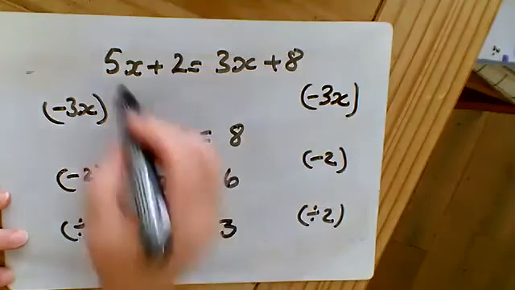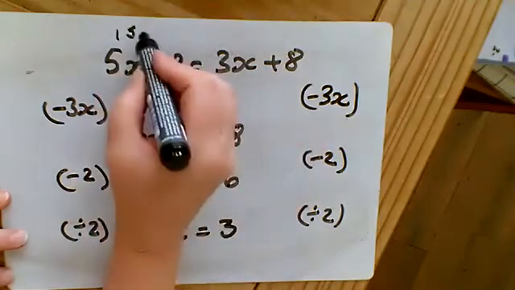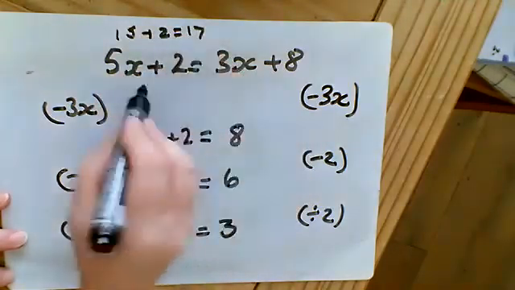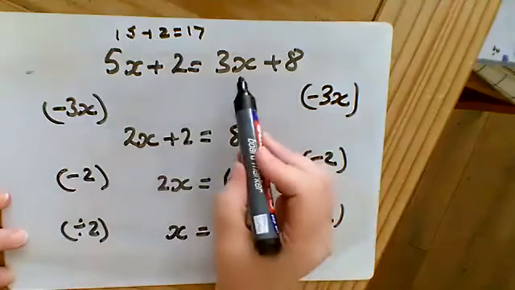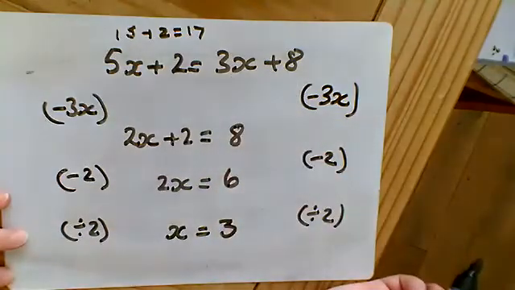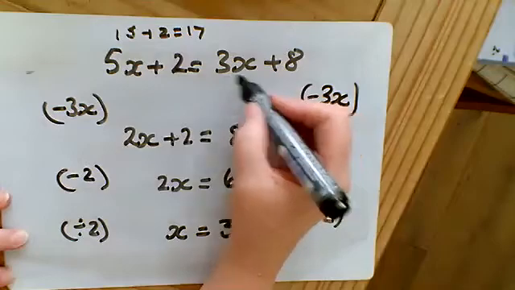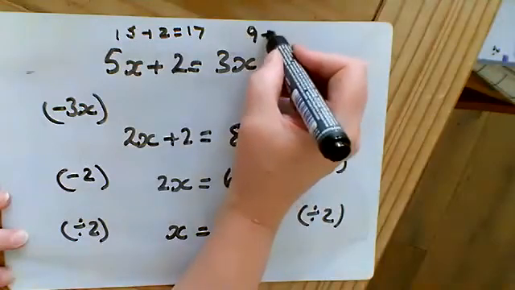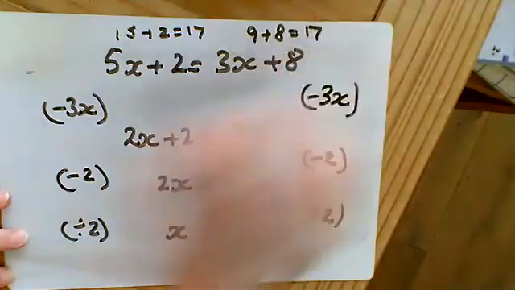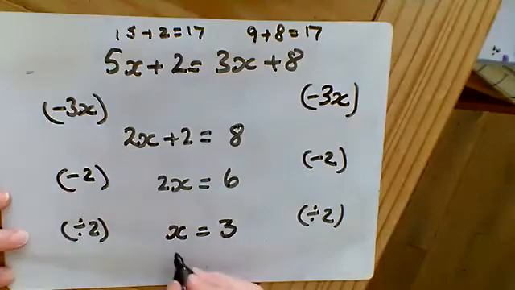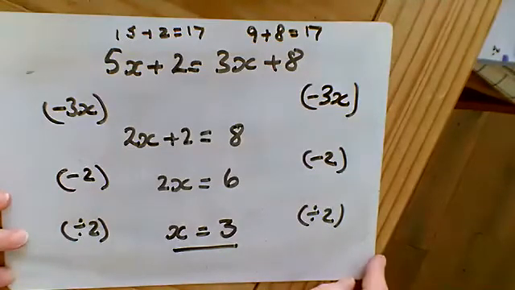And again, I'm going to check this in my original equation. If x was 3, 3 times 5 would be 15 plus 2, that would give me 17 on the left-hand side, and I'd expect this to equal 17 as well. So if x was 3, 3 times 3 would be 9 plus 8, and that gives me 17. So I can be confident that I've got the correct answer.